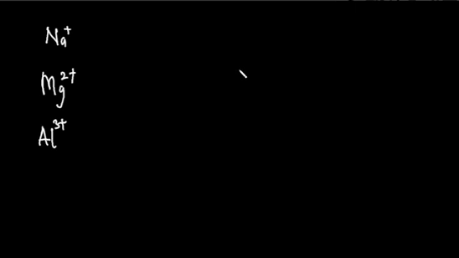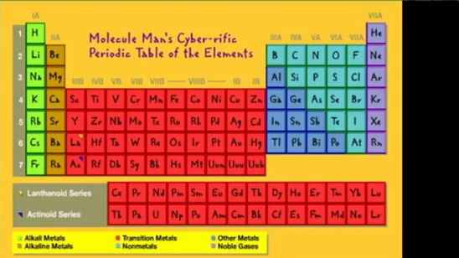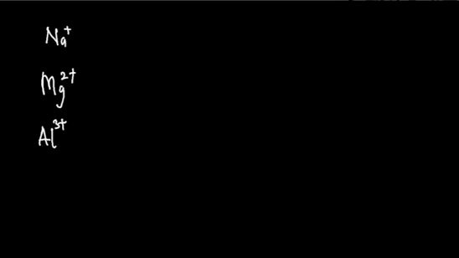Now, if it is a non-metal, non-metals vary, but let's look at something like nitrogen. How many electrons are in the atomic shell of nitrogen? Let me bring up the periodic table. How many electrons are in the atomic shell of nitrogen? 5, exactly.